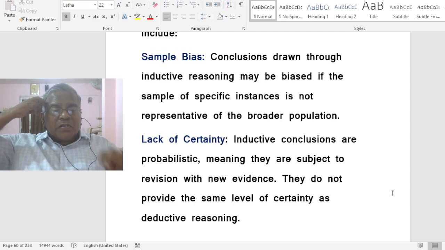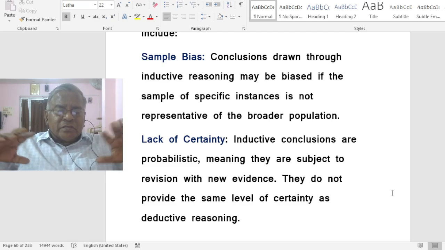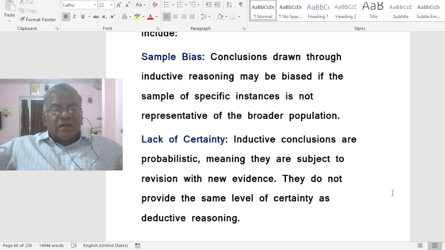So, the sample is too little, too small, it may not represent the general truth. What you have found out may not be applicable to all the B.Ed students. That is why in survey research and all, the sample size should be very big. If it is big, then the errors will be minimum. The idea is that. That's the sample bias.